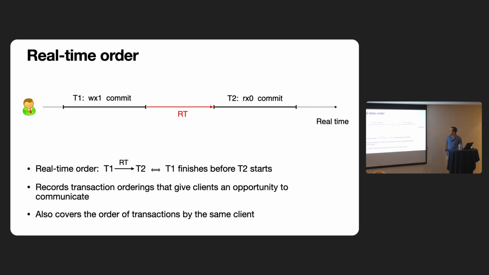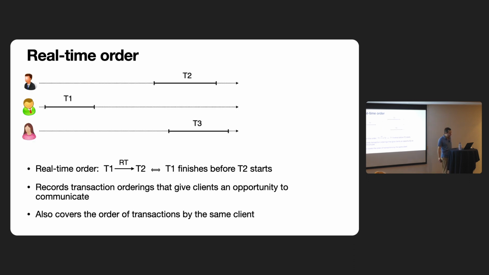Addressing Panagiotis' question, this also covers the transactions by the same client, right? So if I have a client that does one transaction, T1, and then another transaction, T2, then these transactions will be, of course, in the real-time order relation. So the database will have to respect that as well.